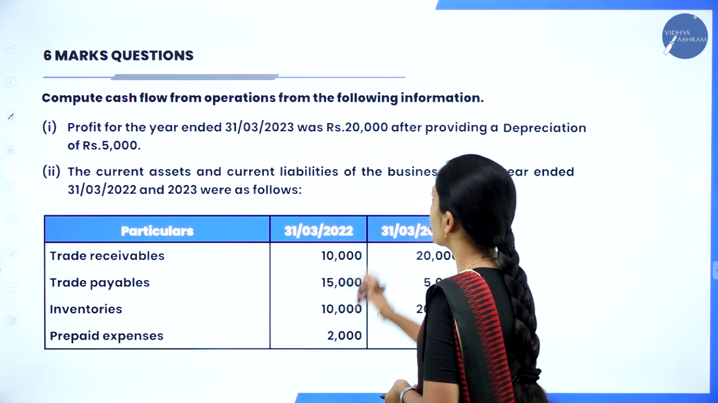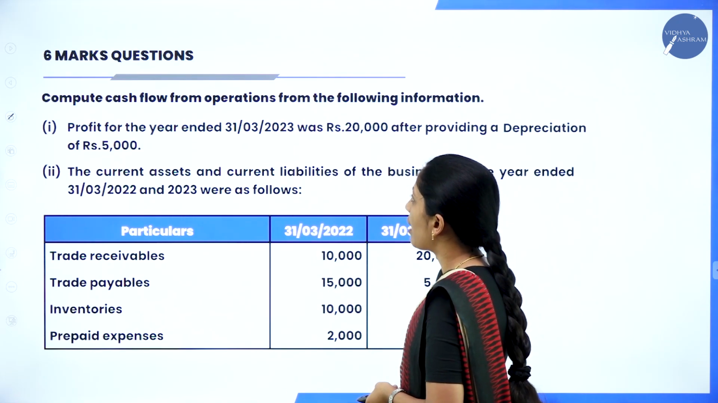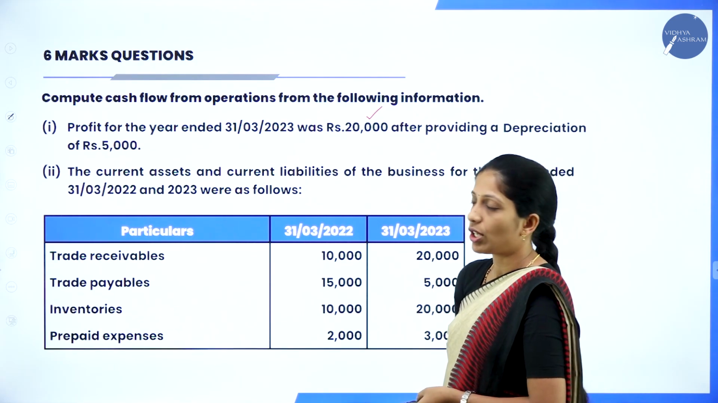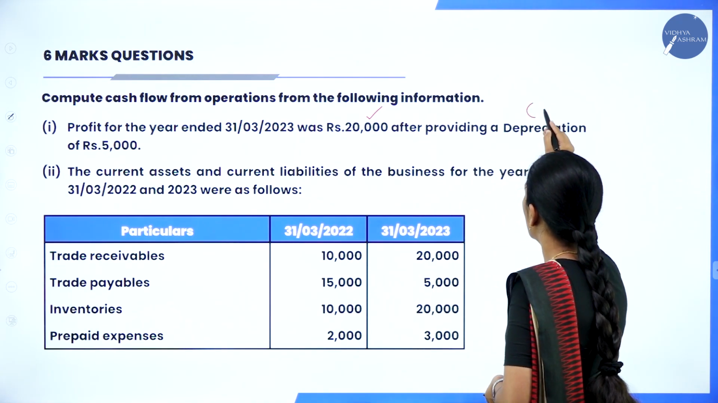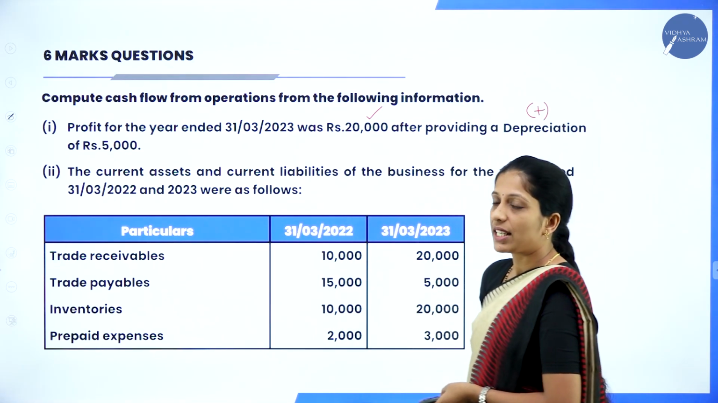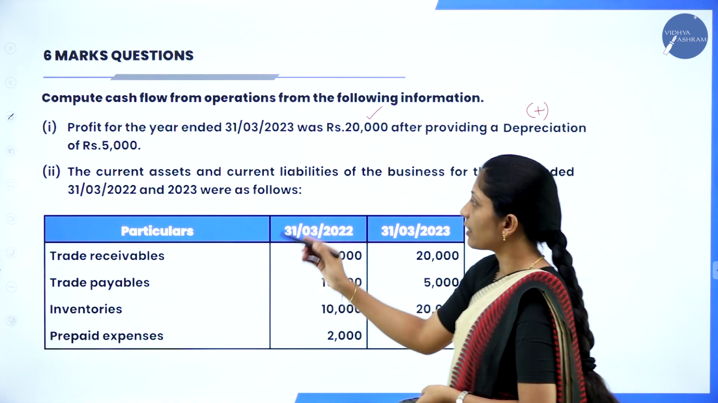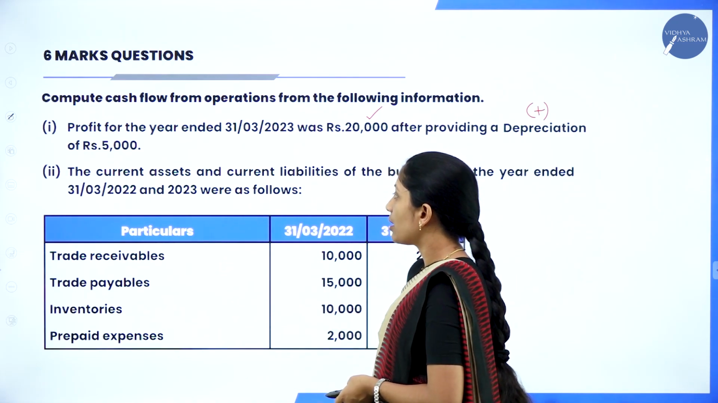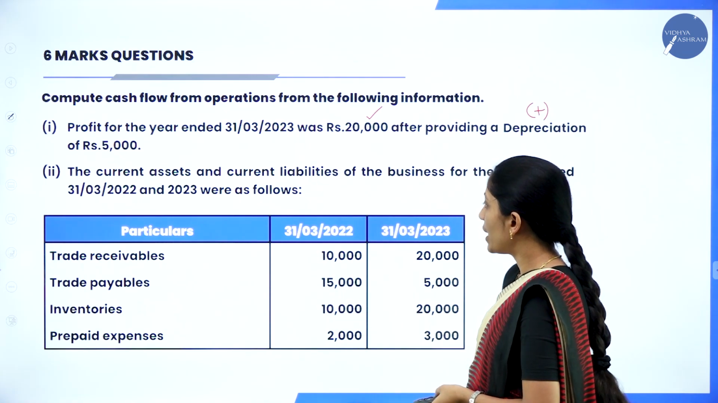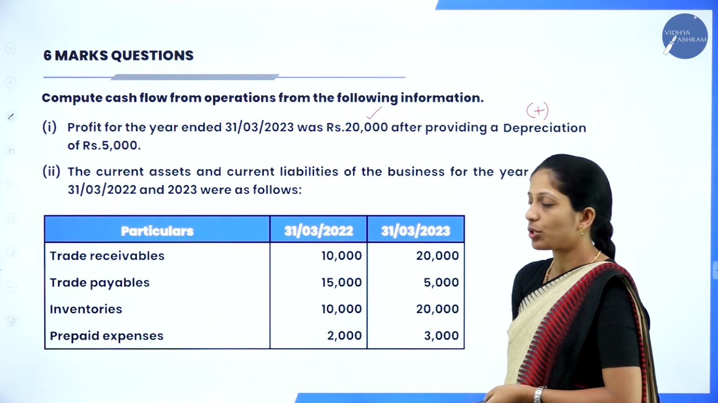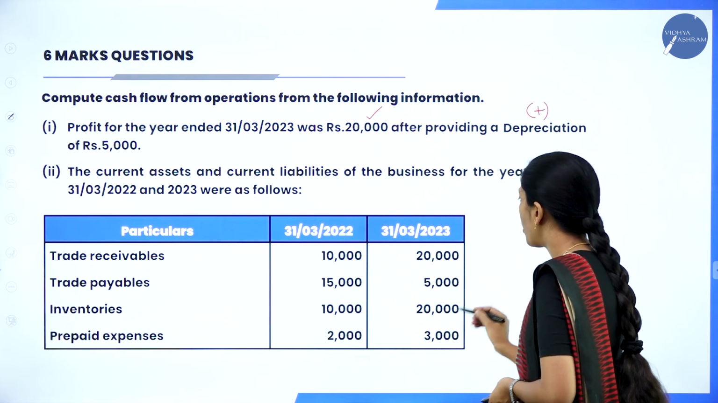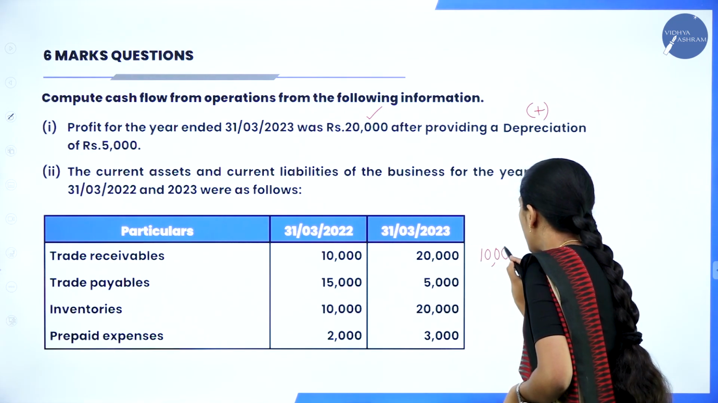Compute cash flow from operations from the following information. They have given us a profit of 20,000 after providing depreciation. So what do we do with depreciation? I have to add depreciation. The current assets and current liabilities of the business for the year ending 31st March 2022 and 2023 were as follows. Now let us see whether it has increased or decreased. Trade receivable, earlier it was 10,000 in 2022. In 2023 it has increased to 20,000. So how much it has increased? Increase of 10,000.